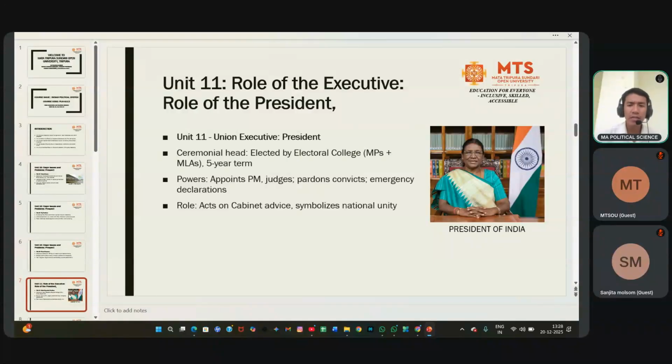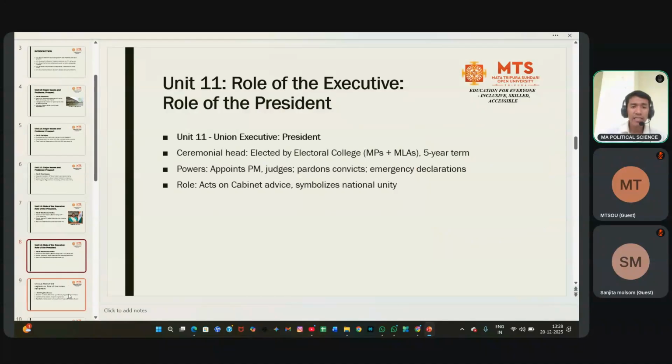Role: accepts cabinet advice, symbolizes national unity. Okay, so what is the role? The president does not work on the decision of a single person, but takes the advice of the cabinet. That means the president takes the advice of the ministers and only then makes a decision. Okay. The president is the ceremonial head. This is the same thing.